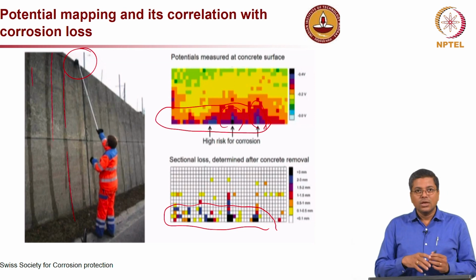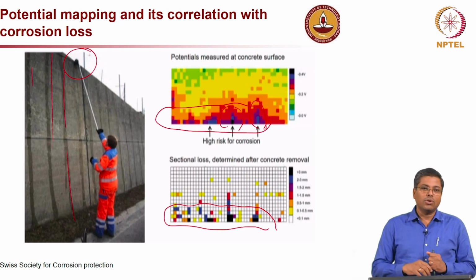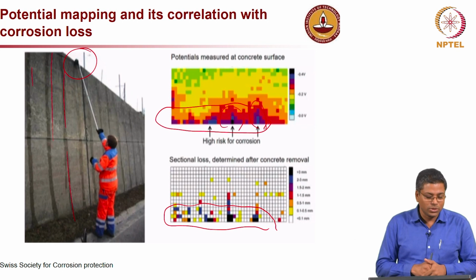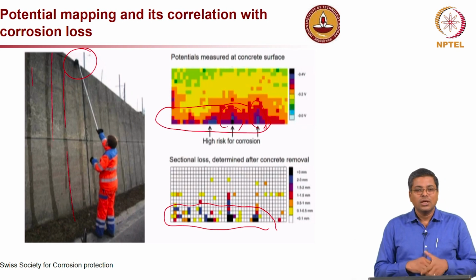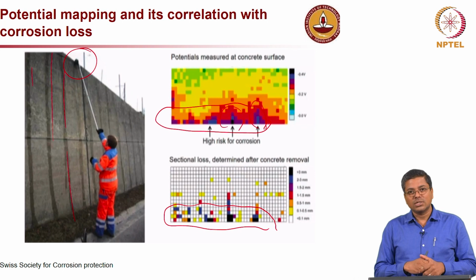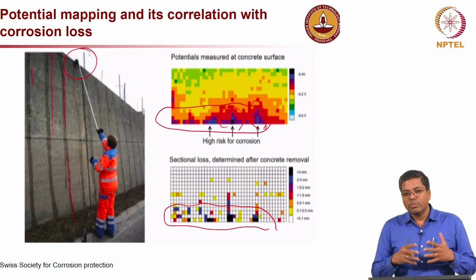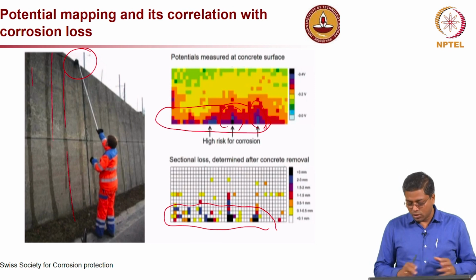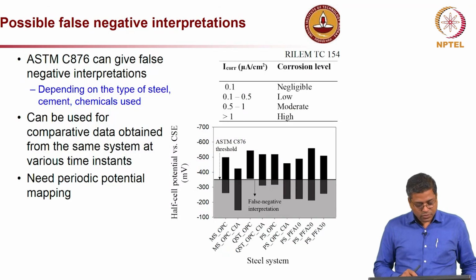It is not just that you take this handy tool, go to the site, put it on the concrete surface, take a reading and say that this is my corrosion potential. You may end up with a lot of scattered data which may not really give you anything useful at the end. So quality control of measurement is very important when you talk about this kind of test.